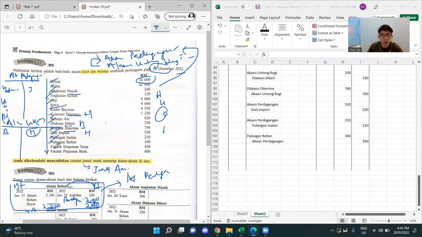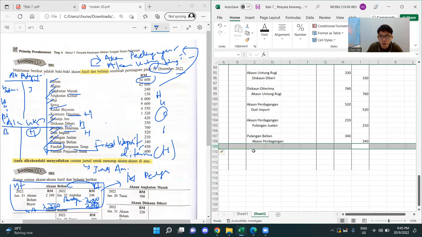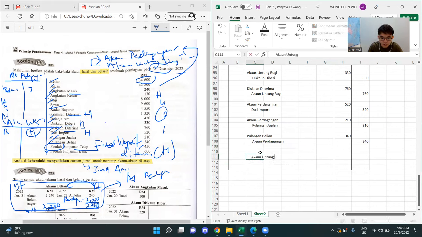340. Faedah simpanan tetap. Okay, simpanan tetap, I told you before, simpanan tetap is a fixed deposit. So when you save money in the bank account, they give you faedah, give you interest. So when they give you interest faedah, it's something like you terima, diterima. So this is actually a hasil. So a hasil is on the credit side of your account untung rugi. So you have to credit your account untung rugi. So if you credit your account untung rugi, maksudnya I have to debit my faedah simpanan tetap.